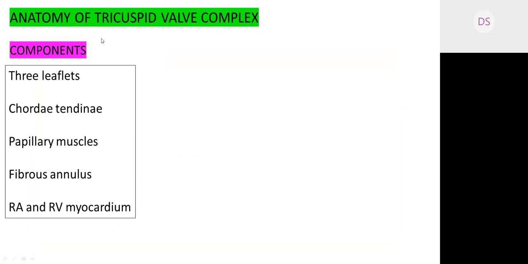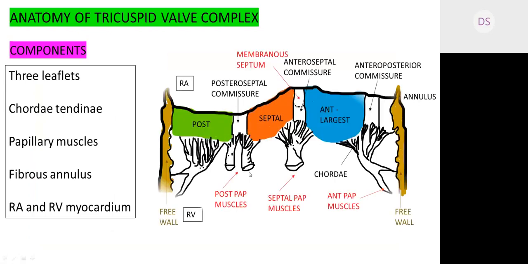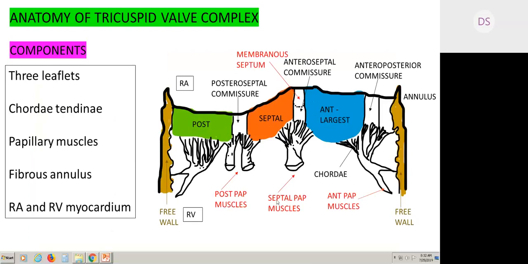So the tricuspid valve complex has 5 components. As you can see in this figure, this is a figure of the tricuspid valve, which is opened up. It's completely unwrapped. So the part above this is the right atrium. The part below this is the right ventricle. And this is the free wall, as if it's cut open. And these are the tricuspid valve leaflets. So the annular area is called the fibrous annulus. You have the tricuspid leaflets, you have the chordae tendineae, and then you have the papillary muscle, and then you have the RA and the RV myocardium.